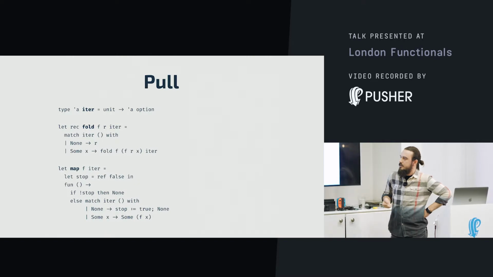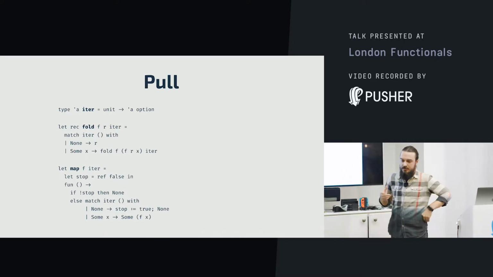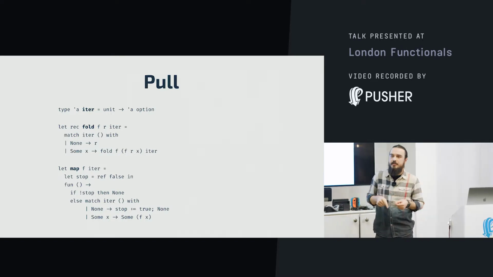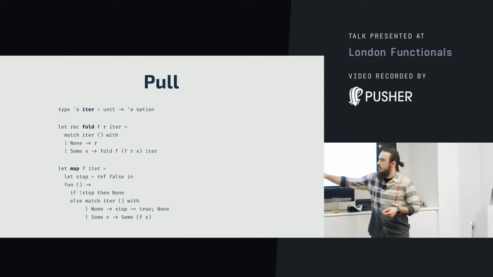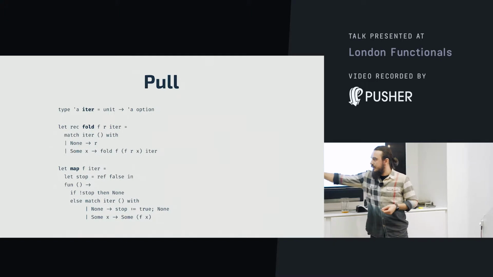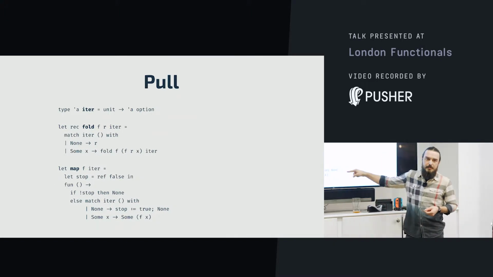This map definition, for example, uses local references. The only way that map has to communicate its termination is by checking if the inner iterator stopped. So this is why we have the stop flag here. Initially it's false, but then once the inner iterator is none, we say that stop is true. So we stop the map itself as well.